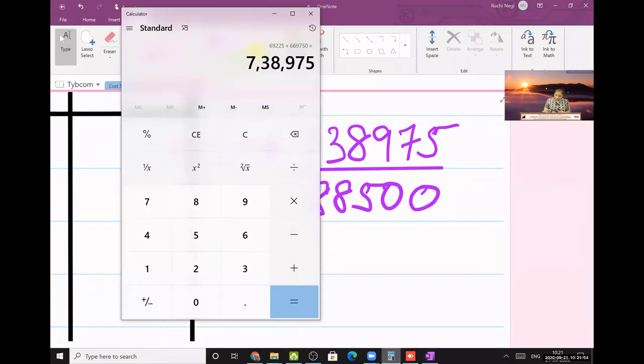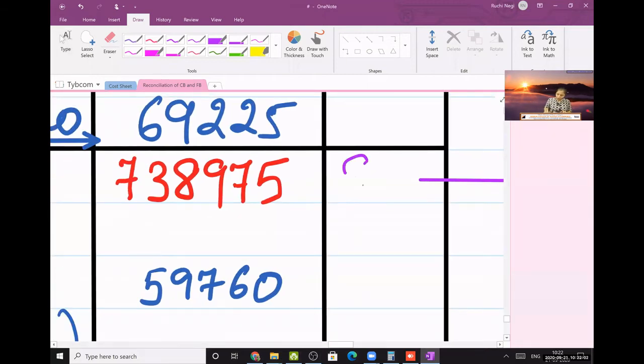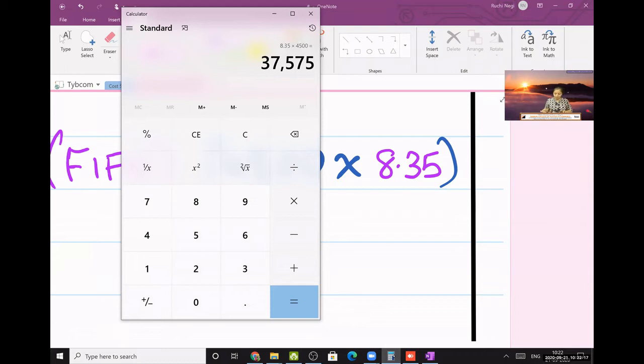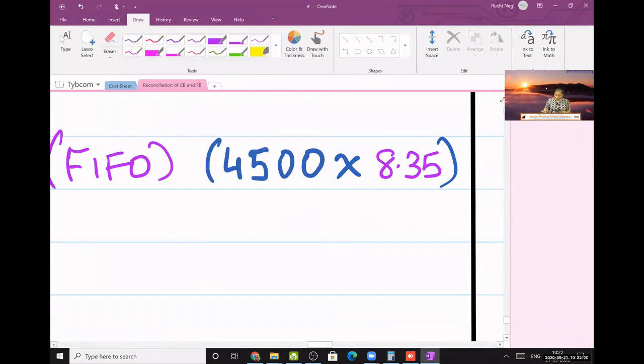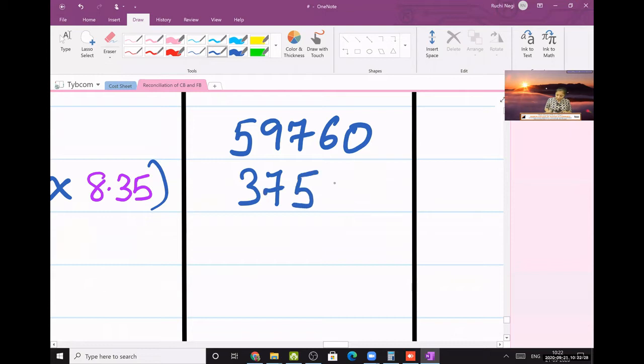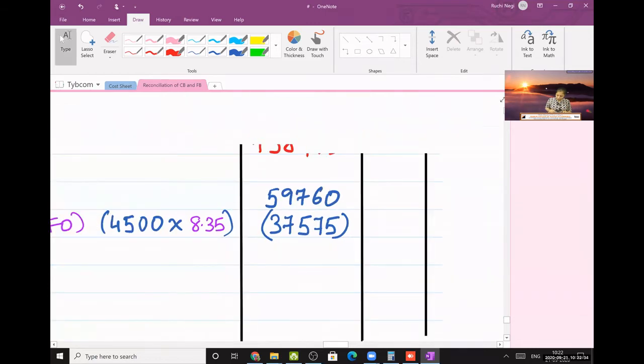7,38,975 divided by units produced 88,500. So how much is it? 8.35. So my FIFO rate is 8.35. I will multiply with this 8.35. So multiplied with 4,500 closing stock, 37,575 is the answer. So right here 37,575.